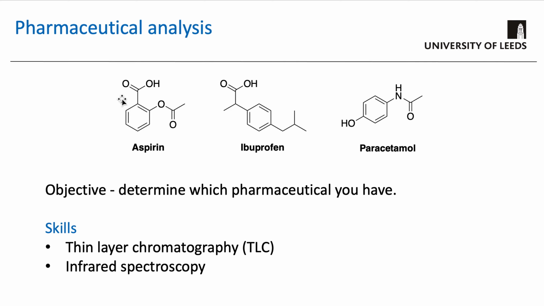The typical bonds that you can see vibrating in an IR spectrum will be things like C=O double bonds, OH bonds, NH bonds, for example. You can see that these molecules have some of those types of bonds, but some are different to others. So we can use this technique to work out which of these three structures you have.